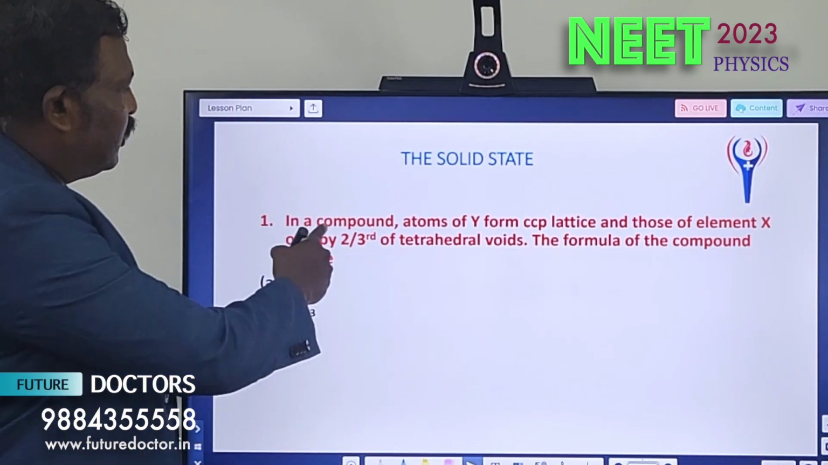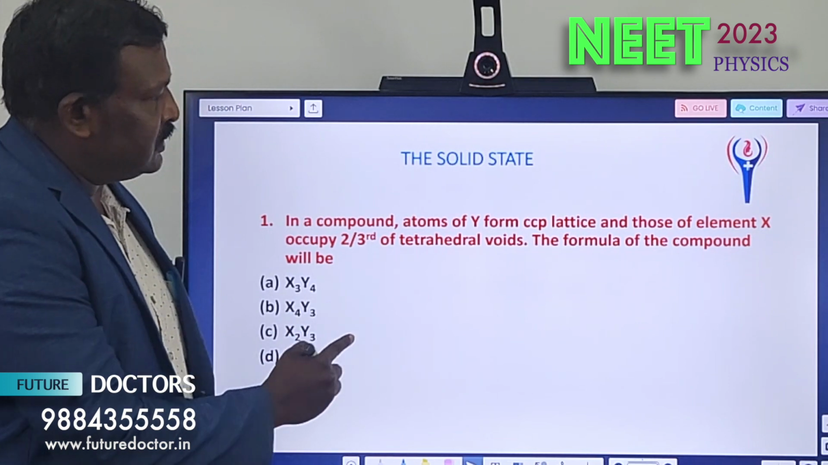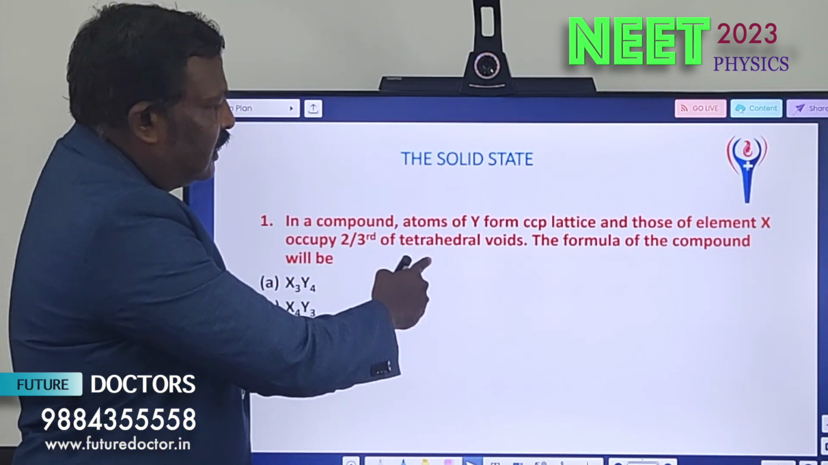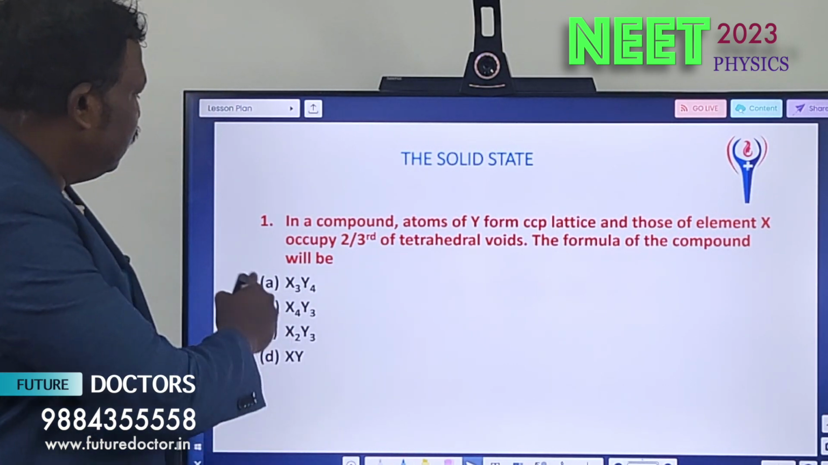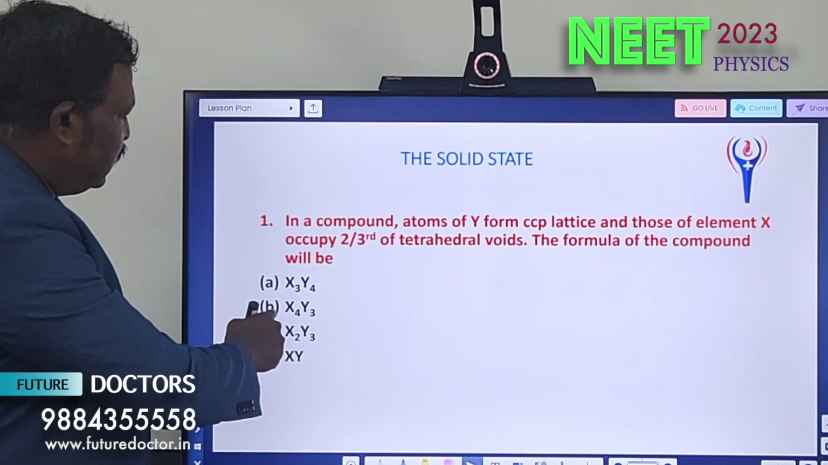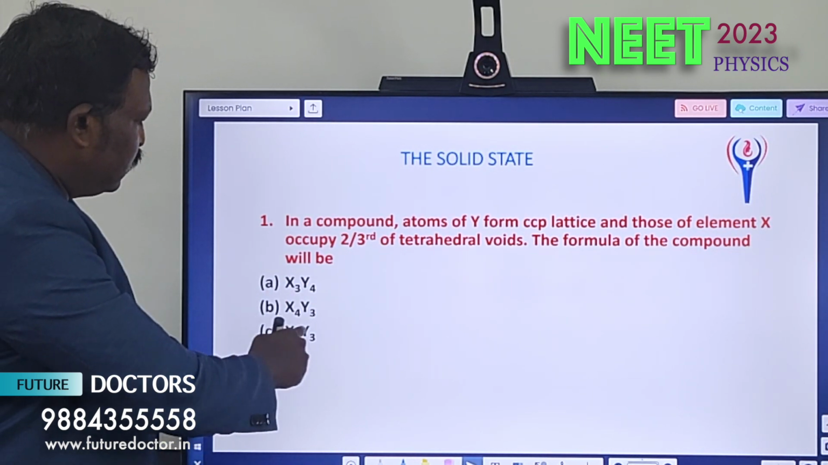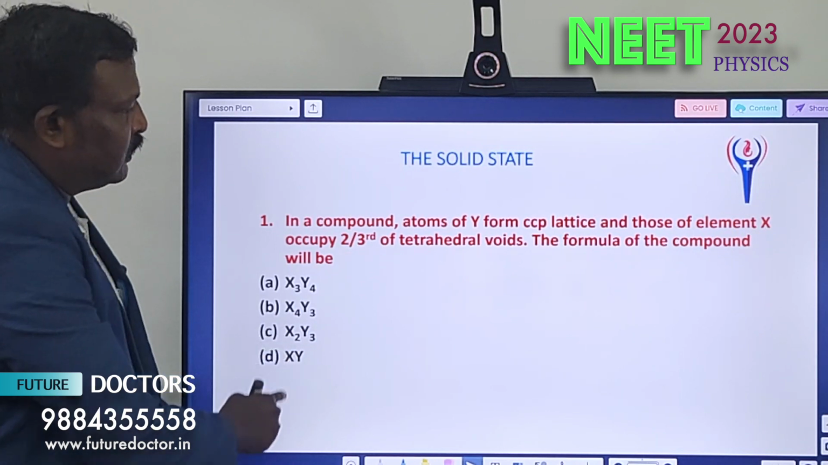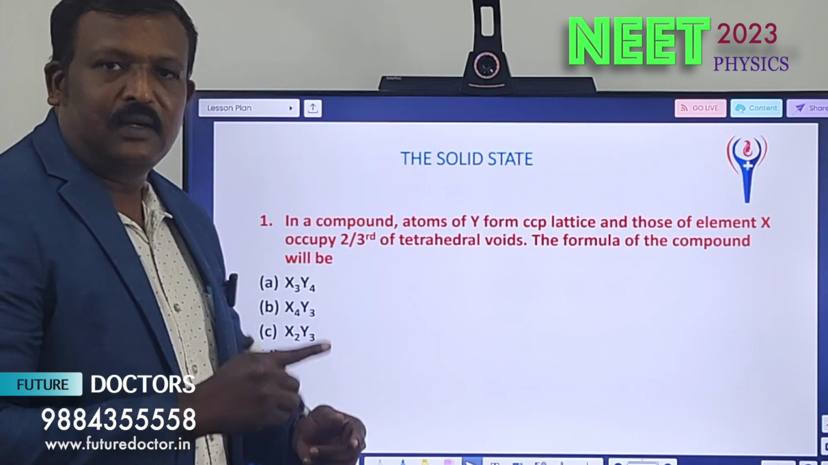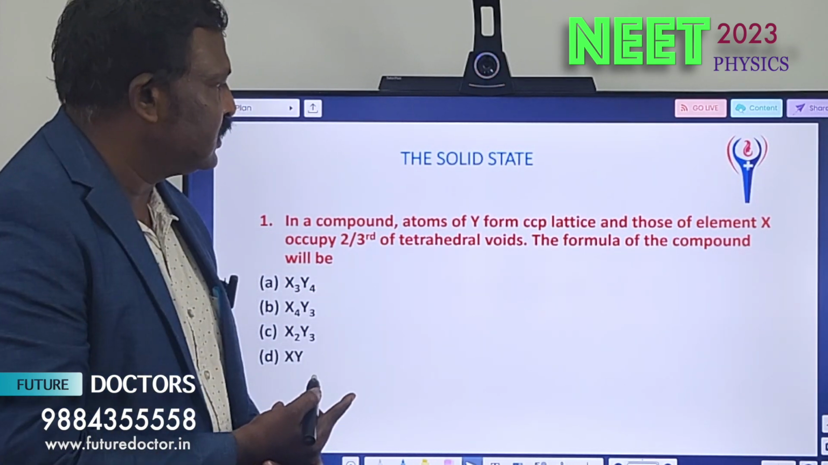First one, in a compound, atoms of Y form a CCP lattice and those of element X occupy 2/3 of tetrahedral voids. The formula of the compound will be, option A X3Y4, option B X4Y3, option C X2Y3, option D XY. So you must know the formula for that. We have the formula for tetrahedral voids, formula for octahedral voids. If you know this, you can use it to solve the sums.